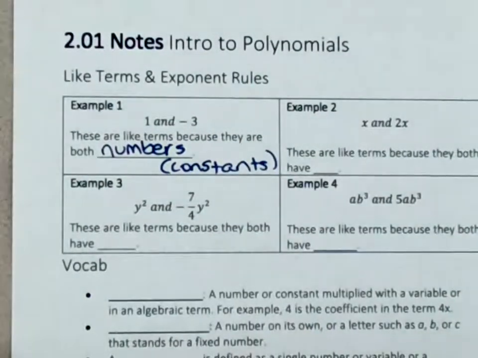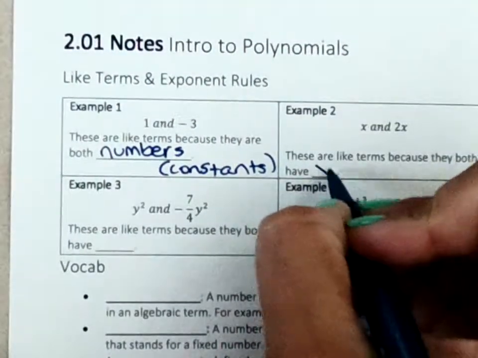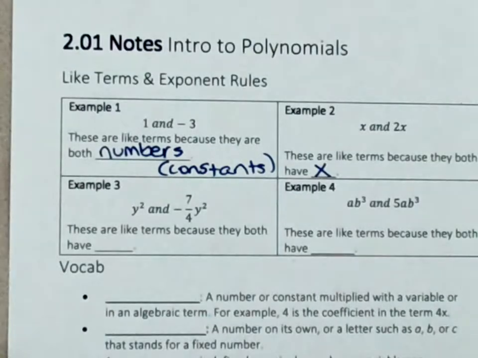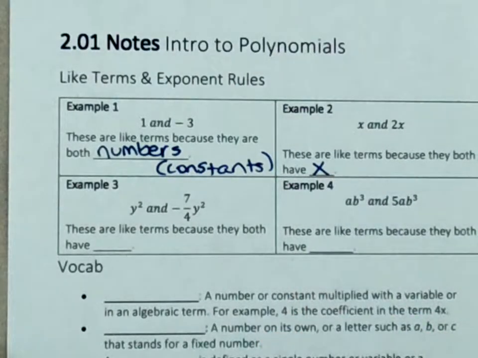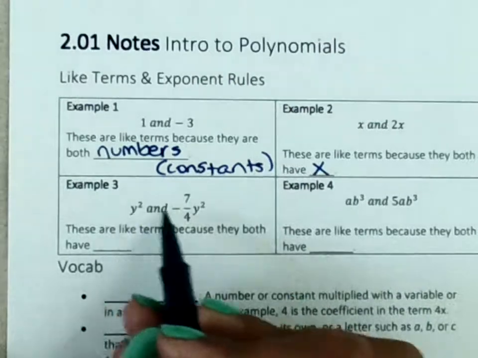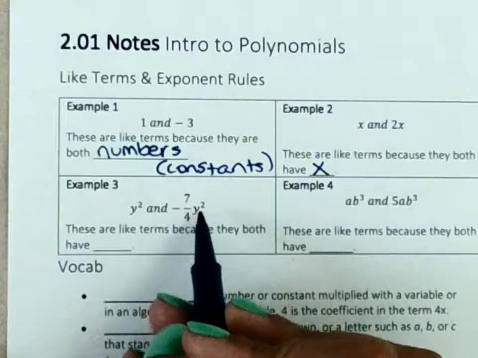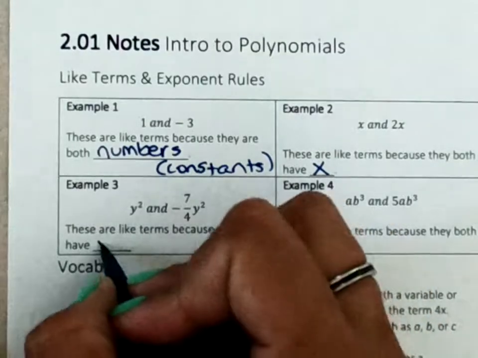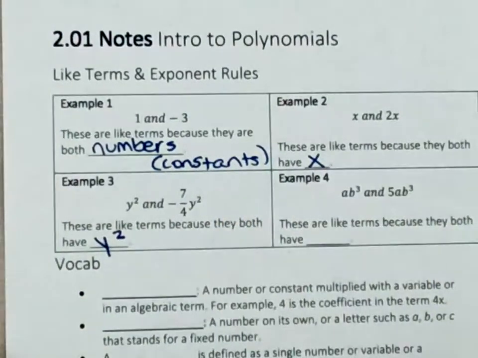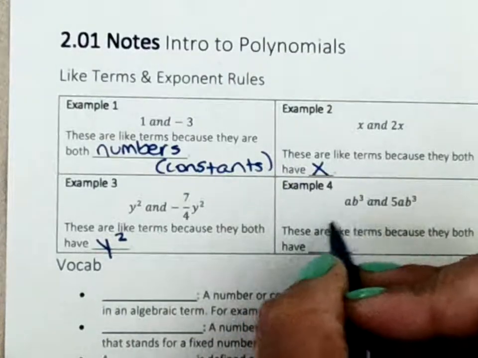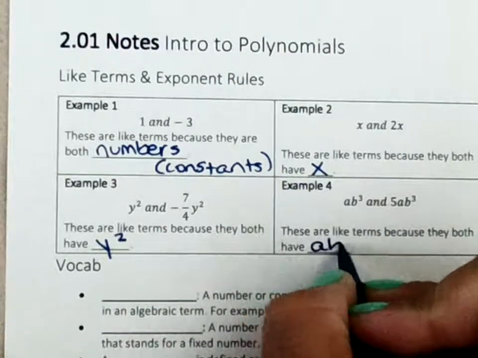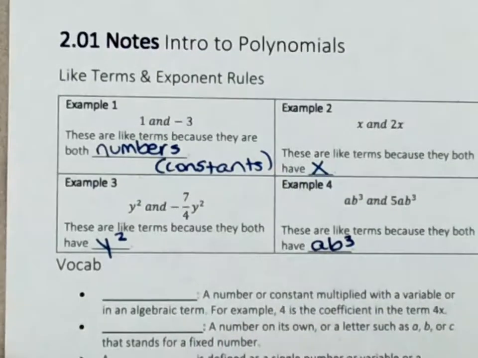In example 2, x and 2x are both like terms because they both have x. This means that I could add or subtract them. y squared and -7y squared are also like terms because they both have y squared. And lastly, example 4, these are both like terms because they both have a b to the third.